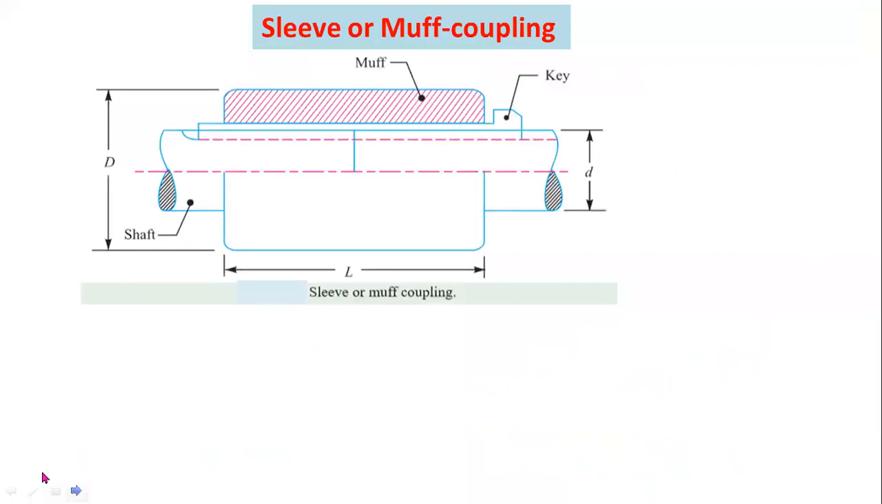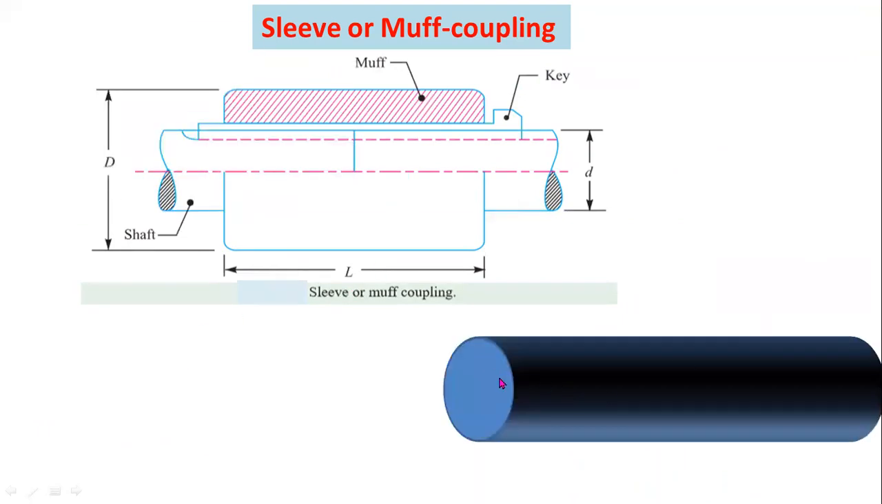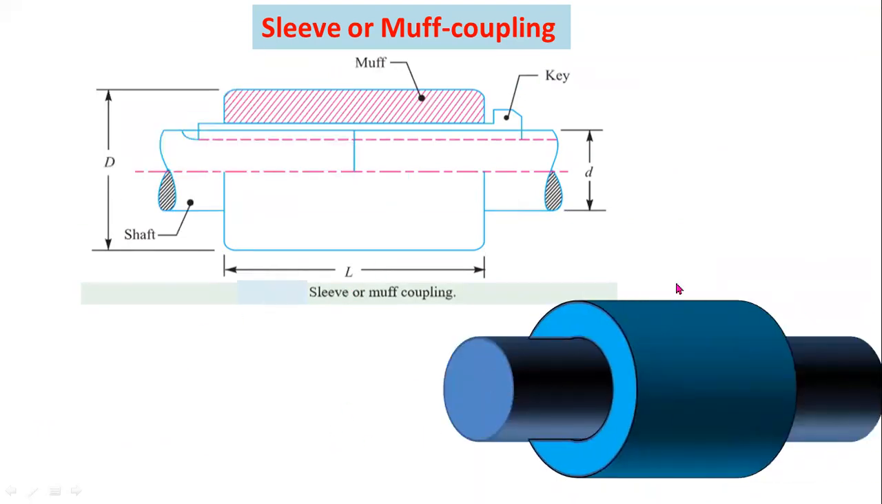Now I am going to explain the design procedure of a sleeve or muff coupling. This is the diagram. Here you can observe capital D, the outer diameter of the sleeve, and small d, the inner diameter of the sleeve, which is also the diameter of the solid shaft. Let's consider this sleeve or muff coupling as a hollow shaft.